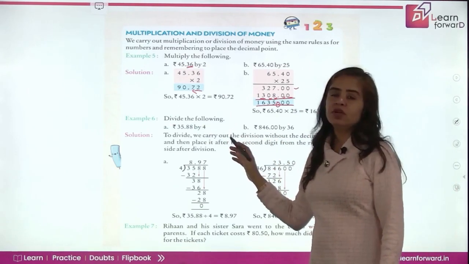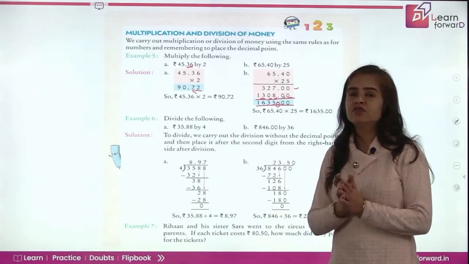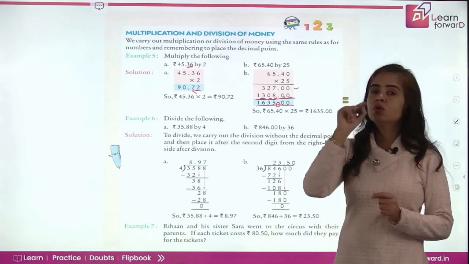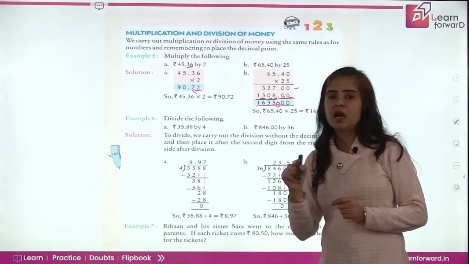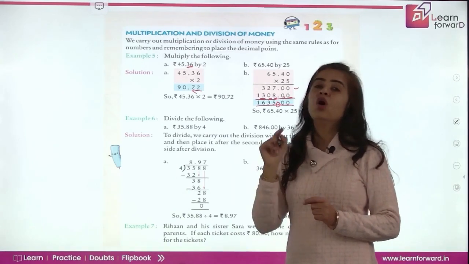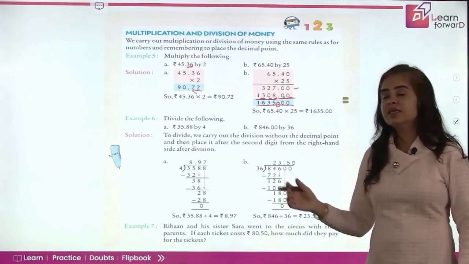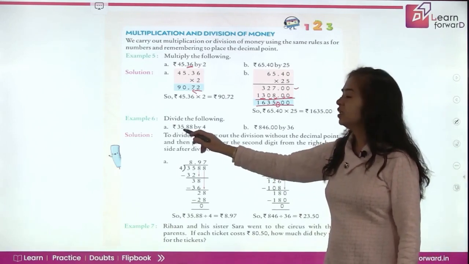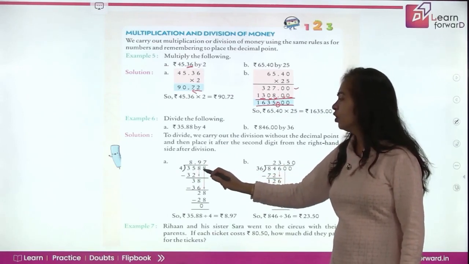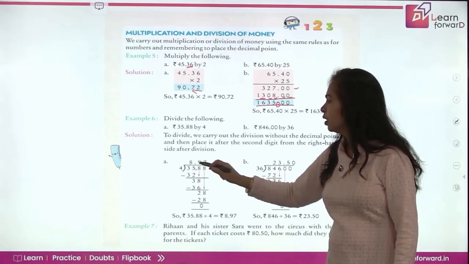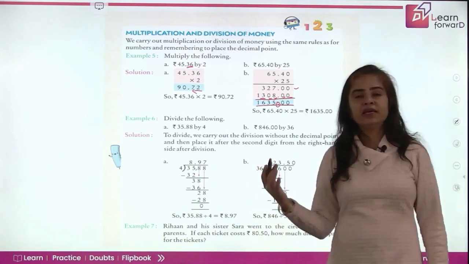Now divide the following. When you have to divide, what you have to make sure is, it is again simple division as we do. But the moment you cross the decimal point and you have to take the next digit, before bringing down the next digit of the dividend, always put a point in your quotient and you will never make a mistake. Let's see how we do this. Suppose you have to divide 35.88 by 4. So it's my simple division, 35.88 divided by 4. Let us start division by 4.